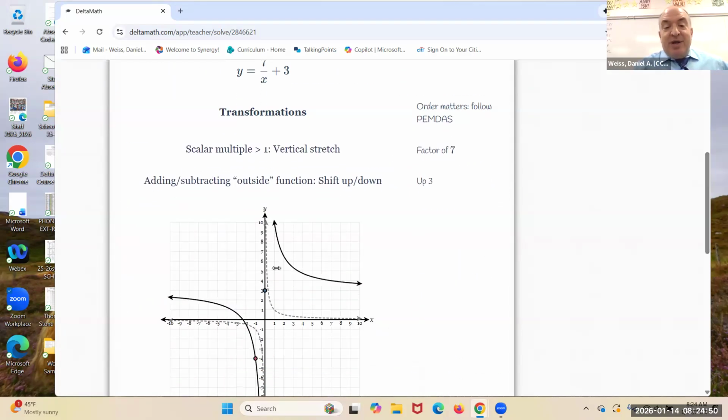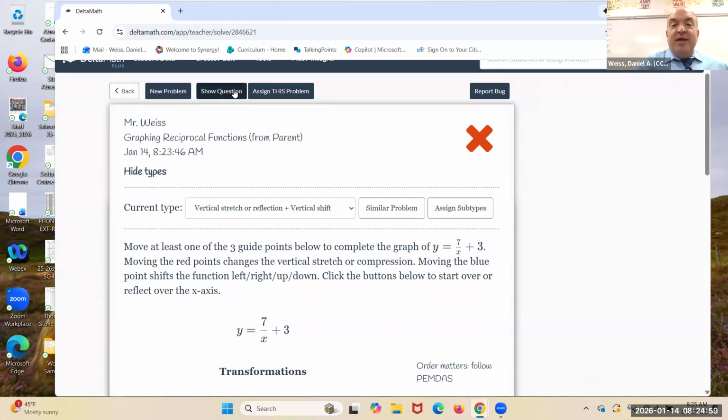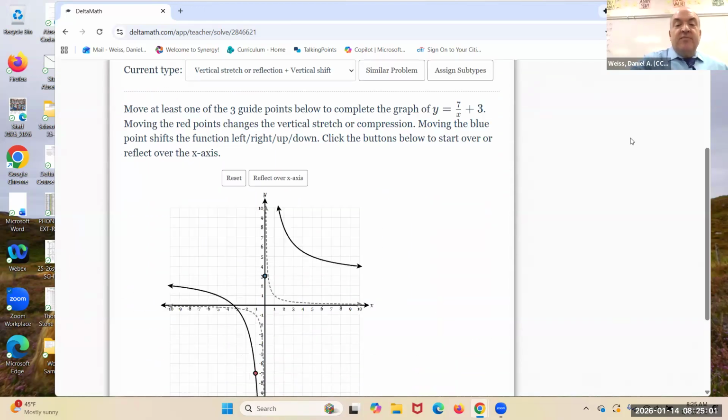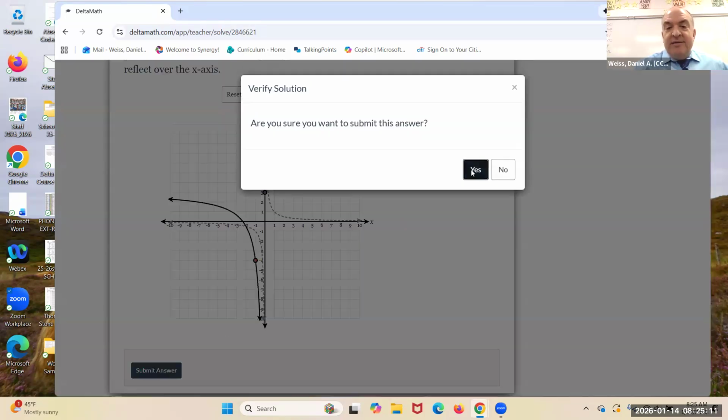So why it's not correct? Because I need it to be a 10. I'm going to get this question right. Gosh darn it. Sorry. That dot has to be a 10. Now it's going to be correct.